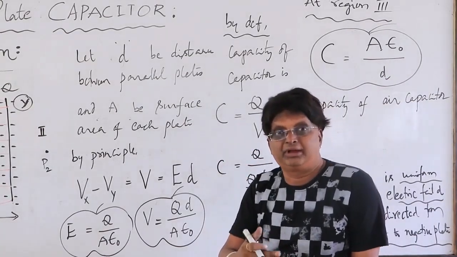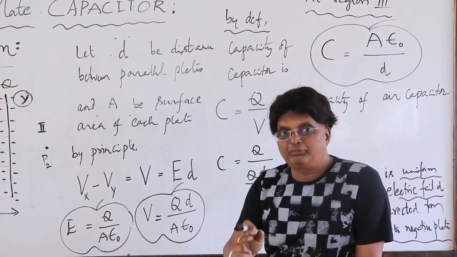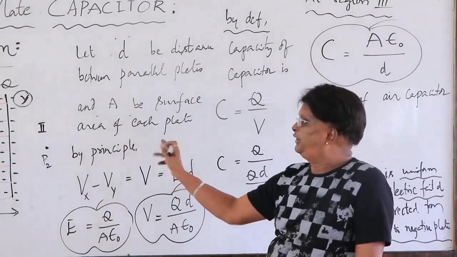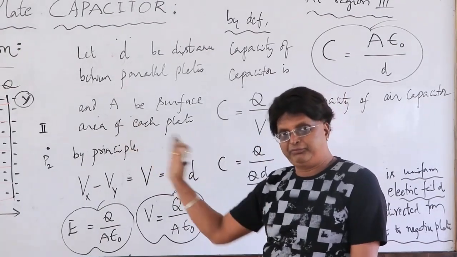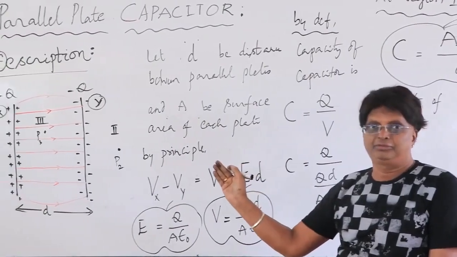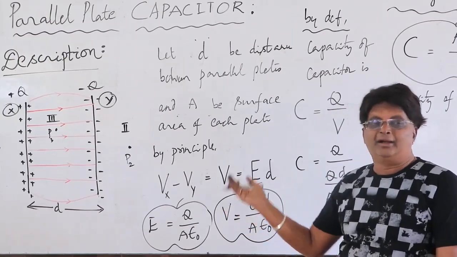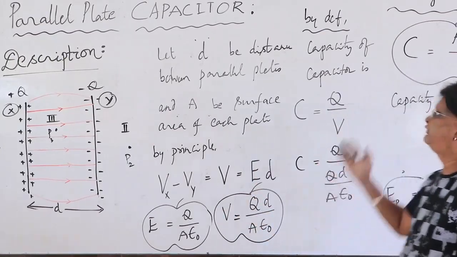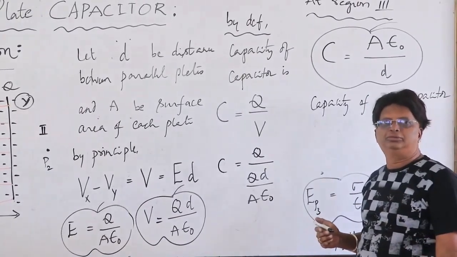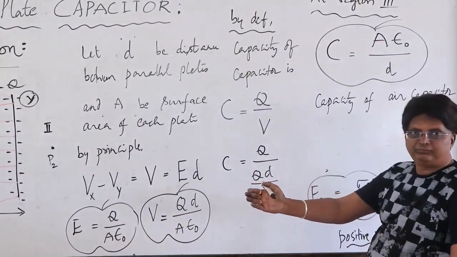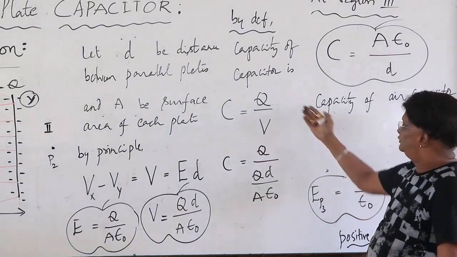Derivation is the key. What is the simple point? At points P1 and P2 the net intensity is zero, and at P3, between the two plates, we calculate the intensity. Then the potential difference V is equal to E times d, and then C is equal to Q by V. It is a three step process: calculate E, evaluate V, and then C.